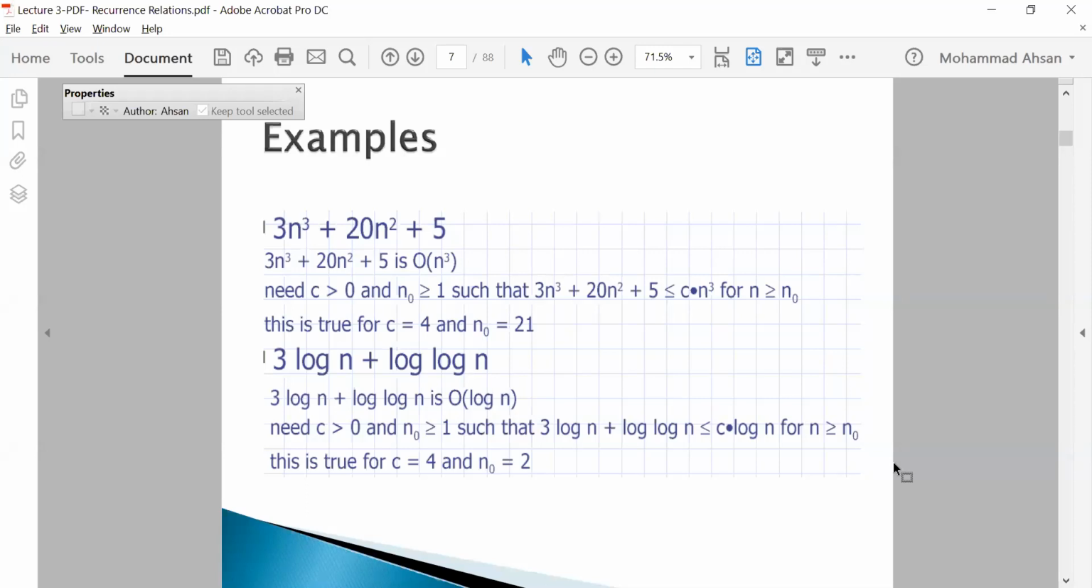Similarly for the next one, 3 log n plus log log n. The log of a number is a very small value. When you do log of log, obviously it will be smaller. So out of the two terms, log n is the bigger factor, and we don't take that 3 into consideration. So roughly it is O of log n. Then for which values of c and n0 will this be true? It should be less than or equal to c into log n. We'll see that for c equal to 4 and n0 equal to 2, this equation will hold true.